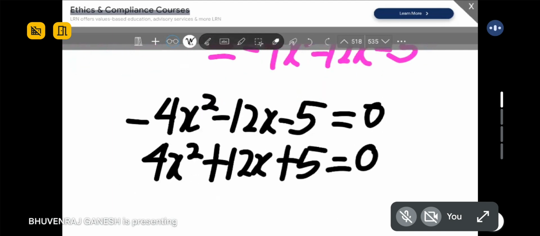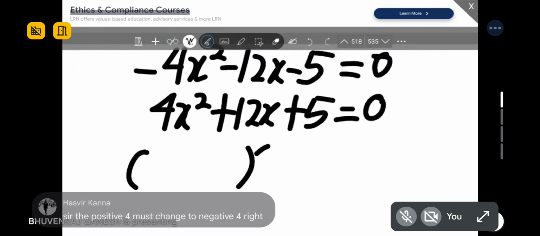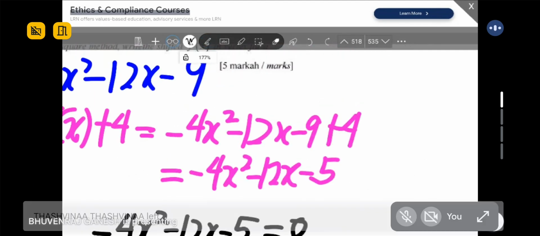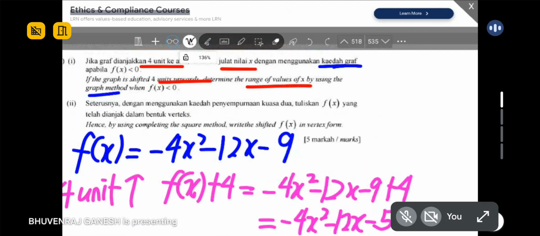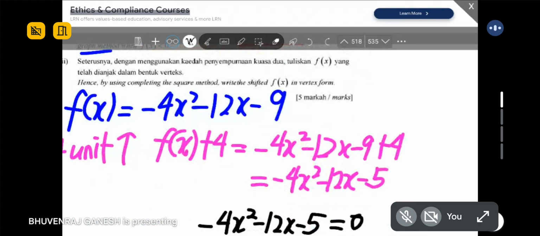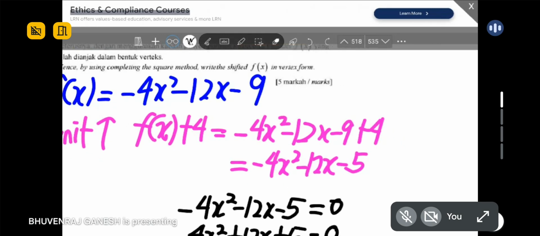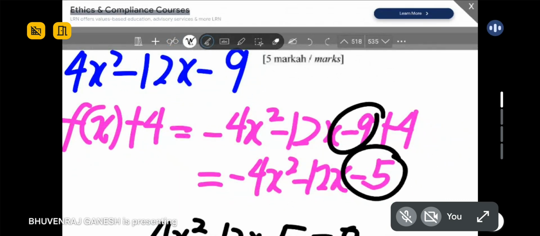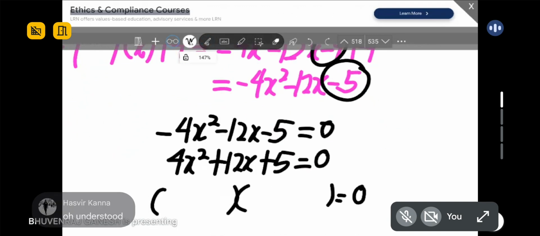And then what else? Okay, you will factorize. So the positive 4 must change to negative 4, right? No, you are adding plus 4. Tambah 4. Because you are moving upwards, bergerak ke atas. So plus 4 units. Understand? So negative 9, the original y-intercept, becomes negative 5 now. Your new y-intercept. Are you clear? So this is how it works.